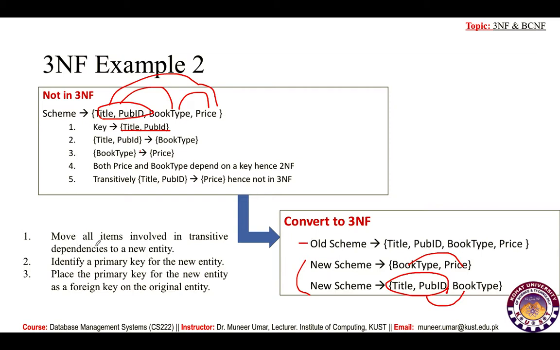What we did: move all items involved in transitive dependency to a new entity, identify a primary key for the new entity. So here we have a primary key, and this one is a primary key. This was already a primary key in our previous scheme. Place the primary key for the new entity as a foreign key on the original entity. So here the book type, this one is actually the foreign key, and with the help of this book type we can connect both the tables.